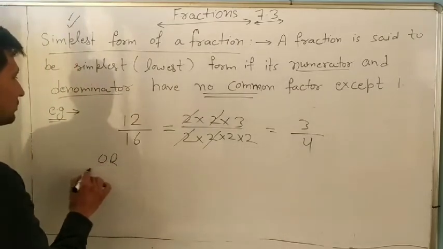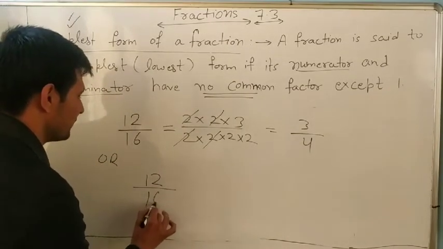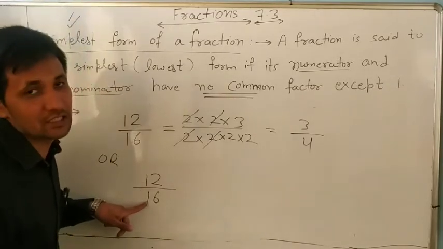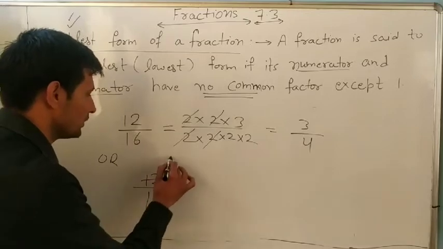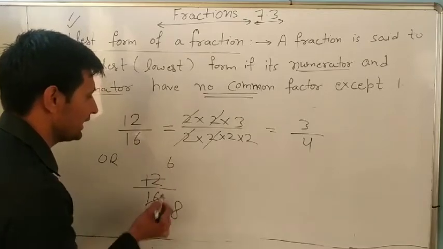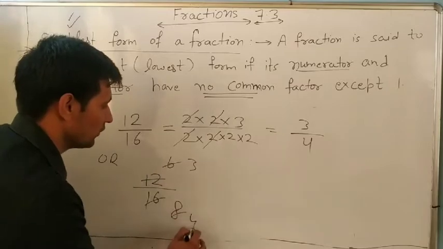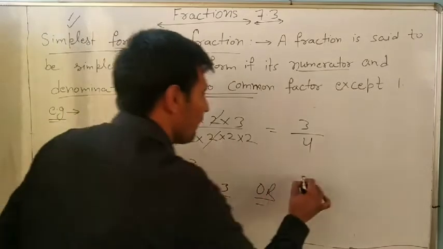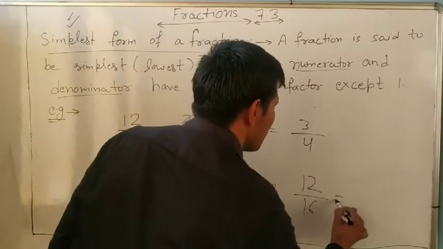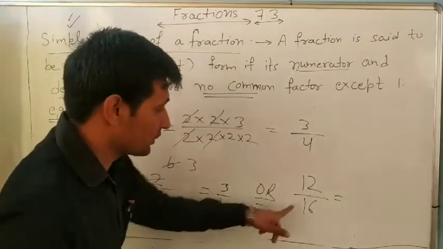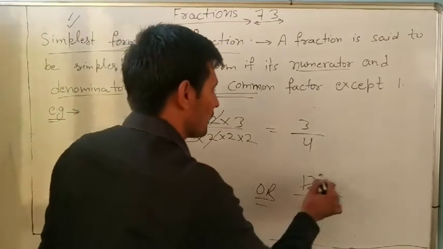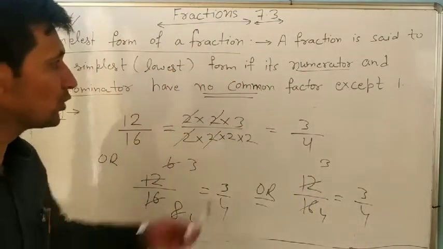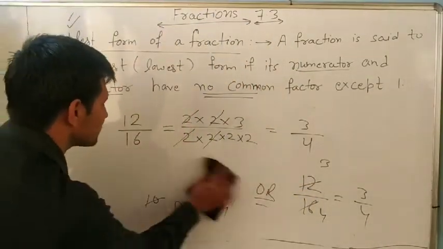Or you can find like this one also. 12 divided by 16. Find the common factor. 12 is also divisible by 2, 16 is also divisible by 2. So 6 and 8. Again 2: 3 and 4. 3 upon 4. Or you can divide directly also. Everyone knows 12 is divisible by 4 and 16 is also divisible by 4. So 4 threes are 12, 4 fours are 16. So 3 upon 4. Understand? So all are right.